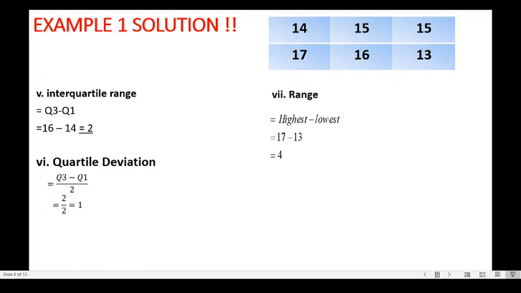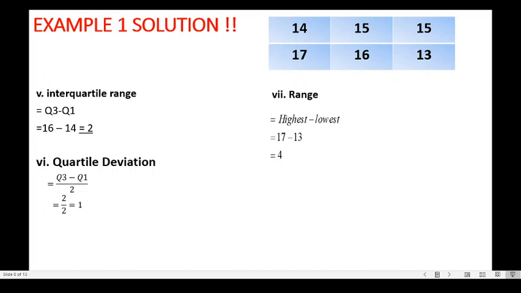Interquartile range and quartile deviation. This one is based on the Q1 and Q3 that you already identified just now. That's why it's very important to calculate it correctly. If not, it will continue to be wrong for the next questions. So Q3 is 16, Q1 is 14. This is what we get after we identify the level of the quartile. So when we subtract, you will get 2.